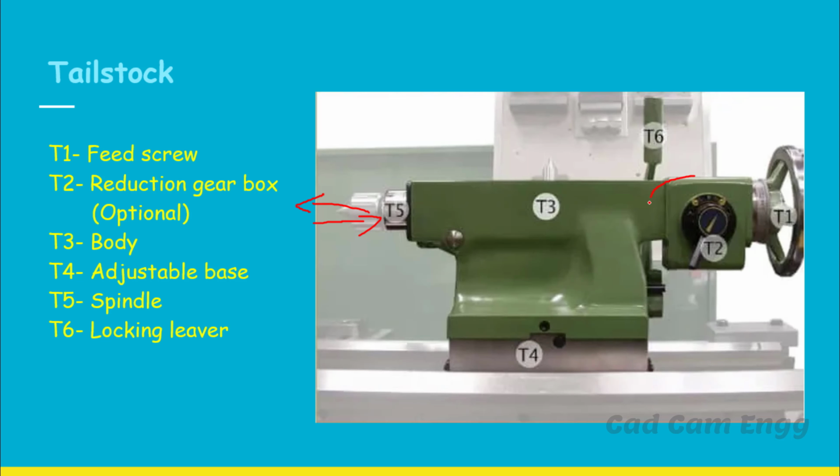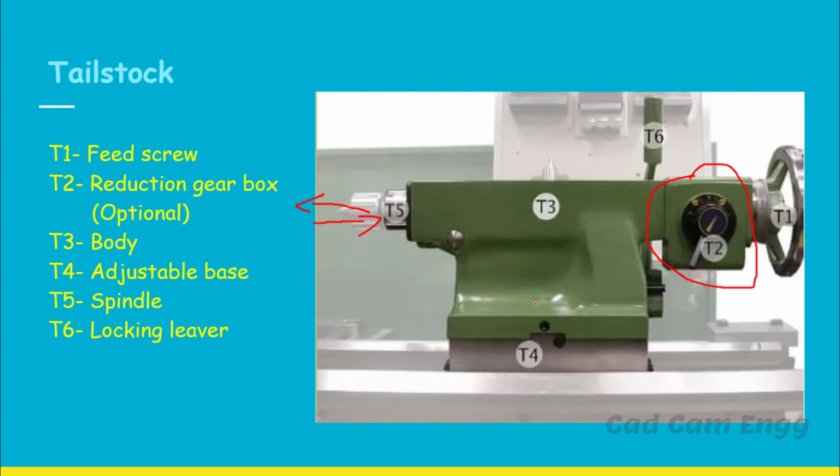Next one is T2. This T2 is optional. Mostly we are not using this T2, that's why I give it here as optional. It is a reducing gearbox, so it controls the speed of the spindle movement. The T3 is the body. This green color is the body of the tailstock. Next one is T4. This is a base. This is an adjustable base, not only the normal base; it is able to move front and back. So the entire tailstock is possible to move front and back.